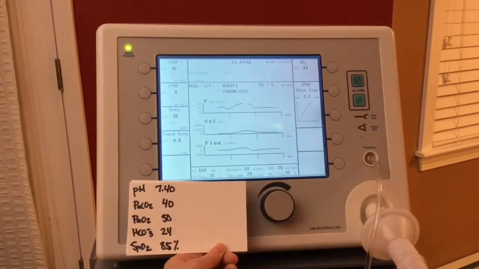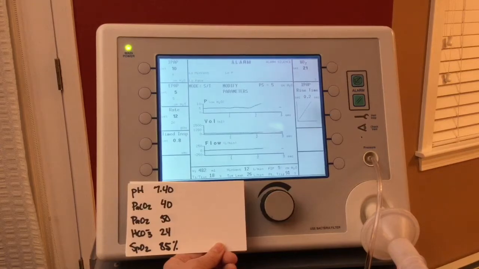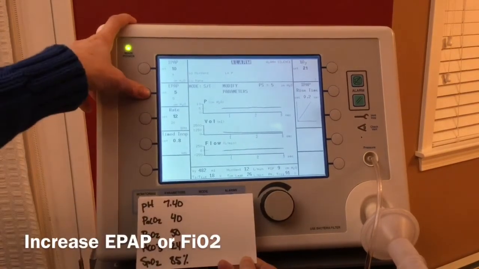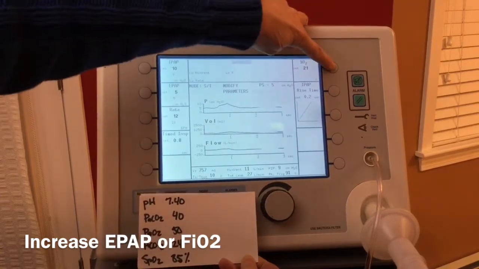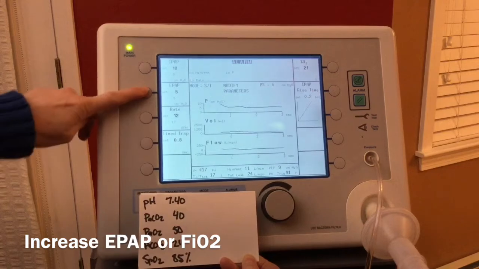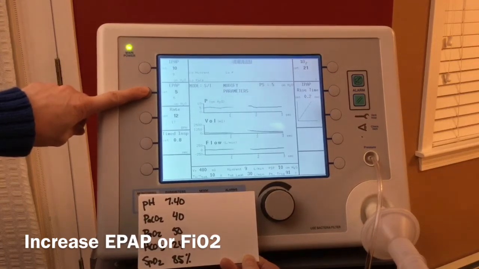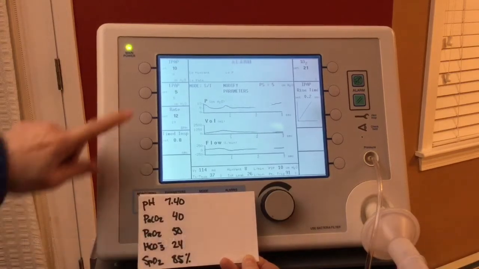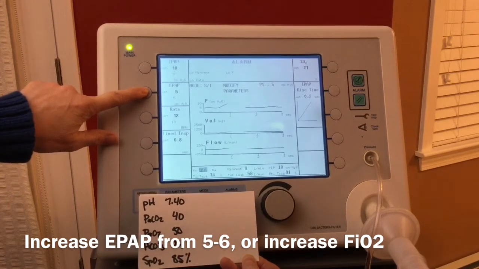There are two variables to change to improve oxygenation. You can pause the video and then resume. If you chose EPAP or FiO2, you were correct. You could increase your EPAP by 1 or 2 to improve your blood gas oxygenation. So in this circumstance, we could go from 5 to 6 or 5 to 7.